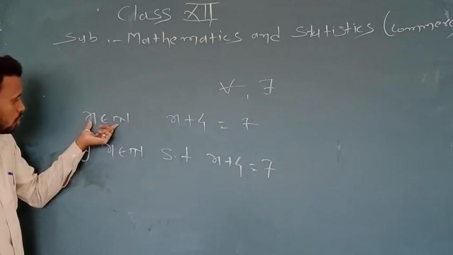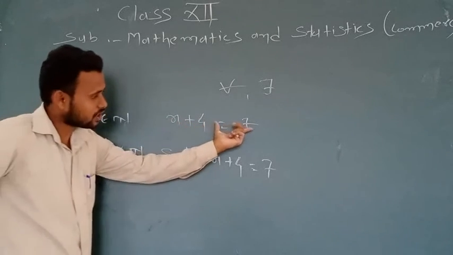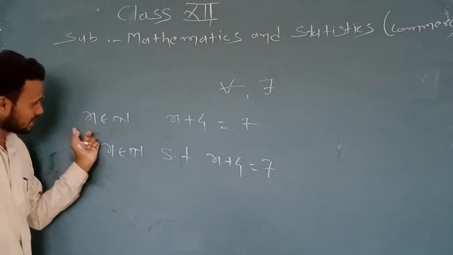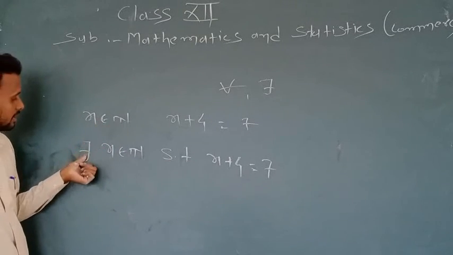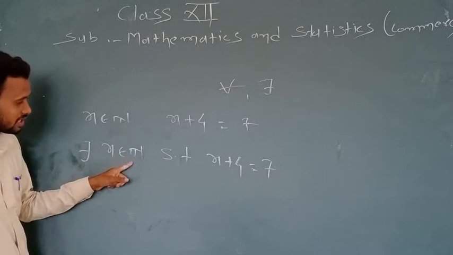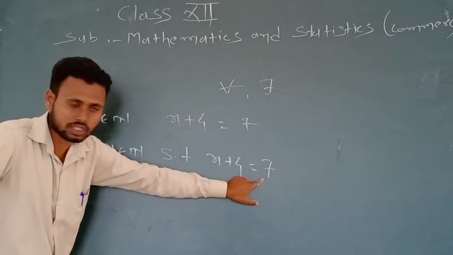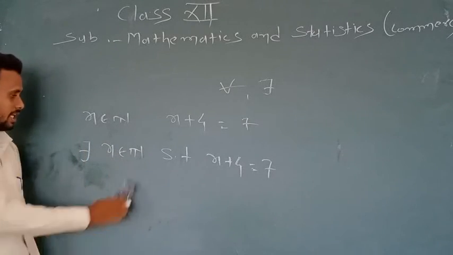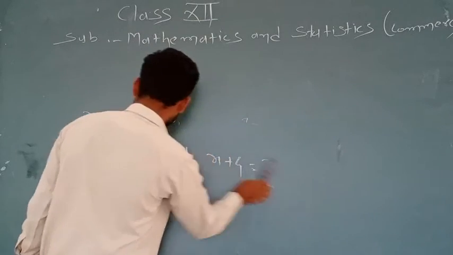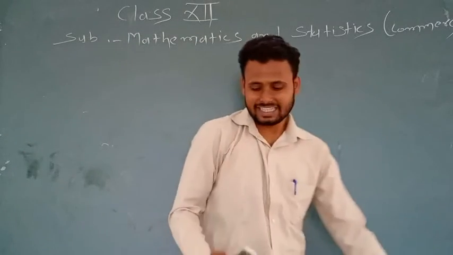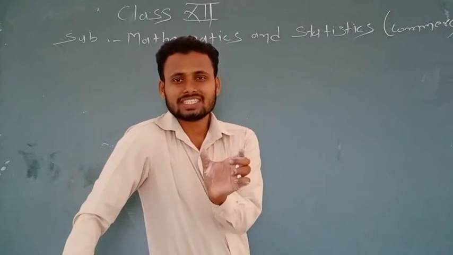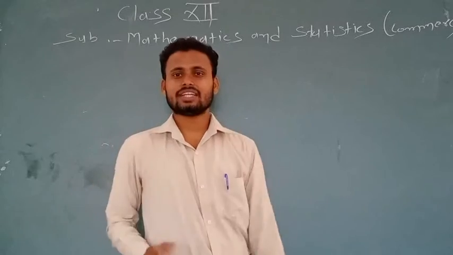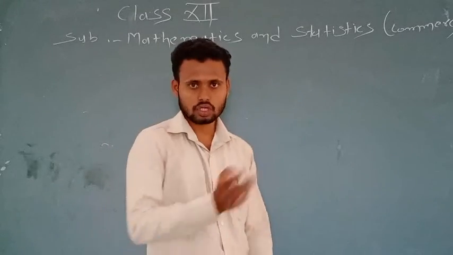ठीक है. x belongs to natural number, x plus 4 is equal to 7. It is a simple open sentence. Now in that open sentence we use the quantifier there exists x belongs to natural number such that x plus 4 is equal to 7. Then it becomes a statement, and that statement is called a quantified statement. म्हणजे simple quantified statement definition काय होती? An open sentence with quantifiers becomes a statement and that statement is called a quantified statement.